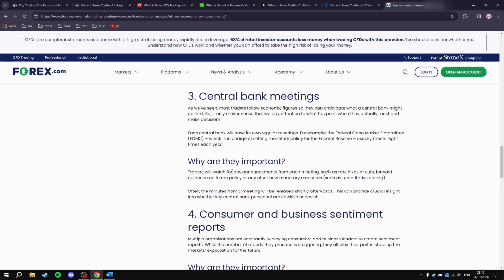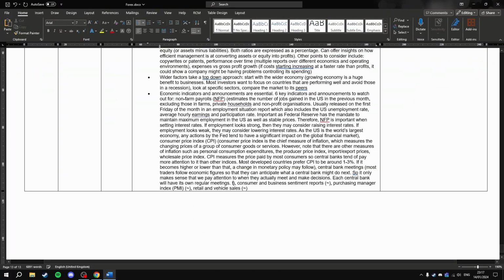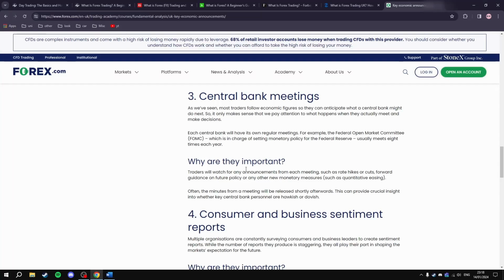Why are they important? Traders will watch for any announcements from each meeting, such as rate hikes or cuts, forward guidance on future policy, or any other new monetary measures, such as quantitative easing. Often, the minutes from a meeting will be released shortly afterwards.